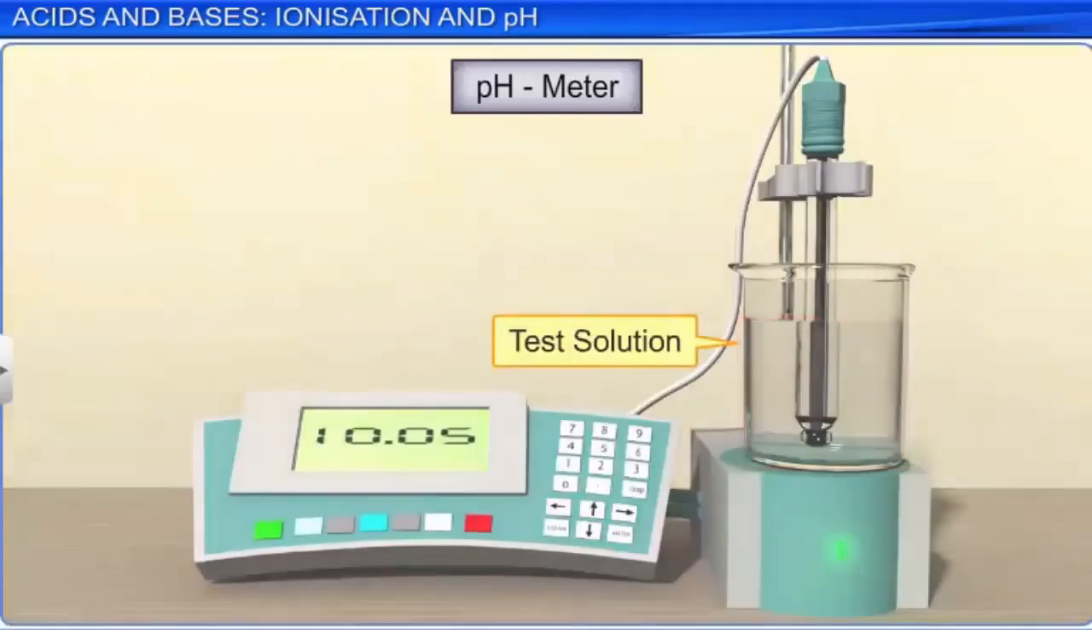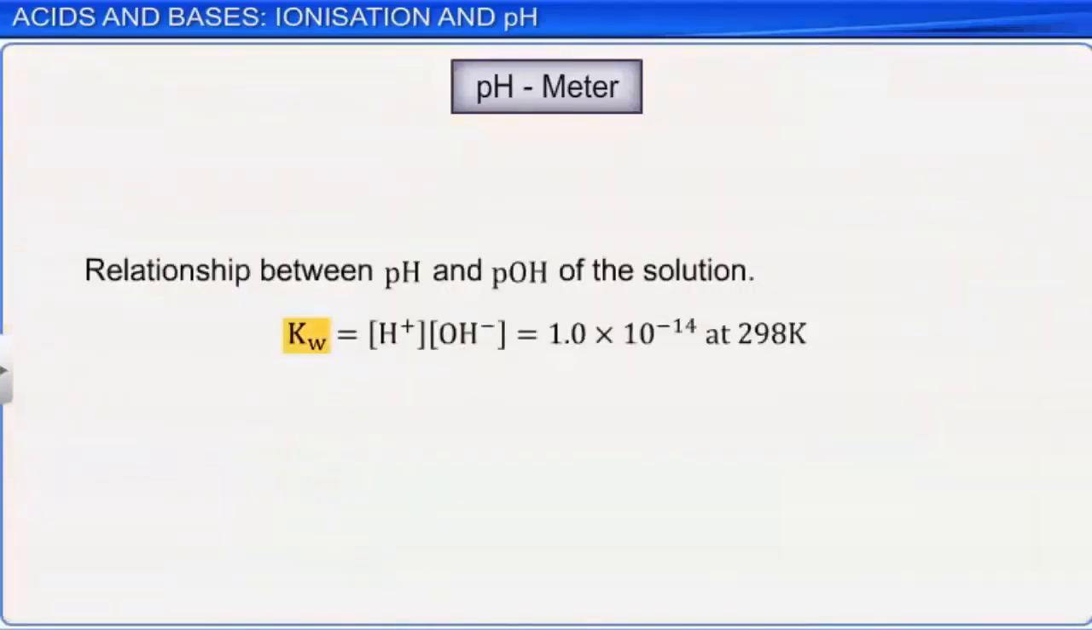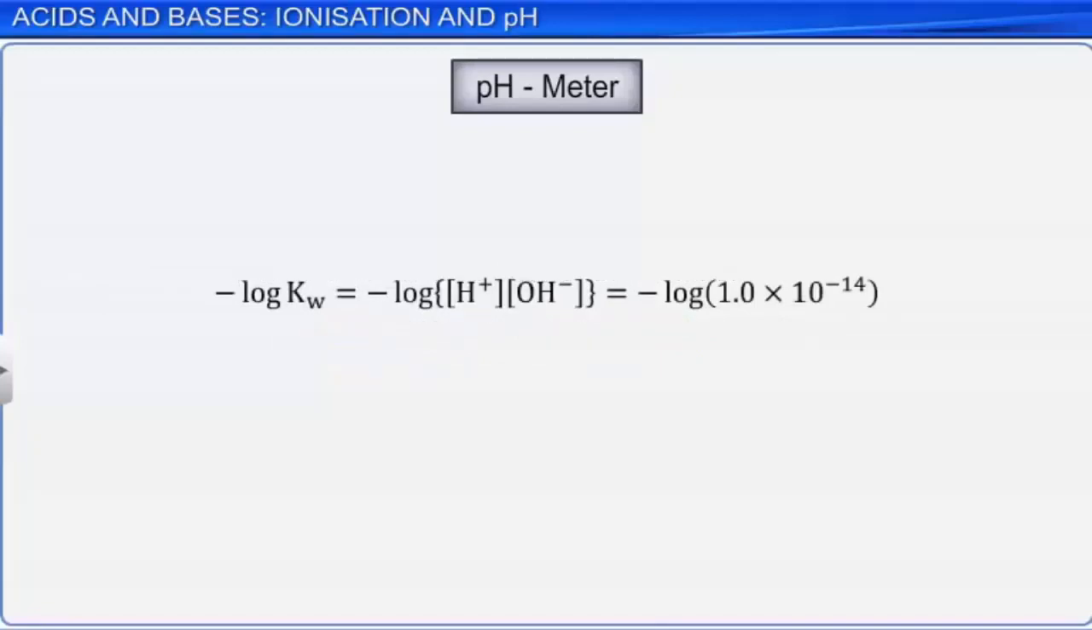As we saw earlier, the ionic product of water at 298 Kelvin is equal to the product of the concentration of H plus and OH minus ions, which is equal to 1 multiplied by 10 to the power of -14. On taking the negative logarithm on both sides of the equation, we get negative log of Kw is equal to negative log of H plus and OH minus ion concentrations, which is equal to negative log of 1 multiplied by 10 to the power of -14. Negative log of H plus and OH minus ion concentrations can further be written as negative log H plus ion concentration and negative log of OH minus ion concentration. This is equal to negative log of 10 to the power of -14.